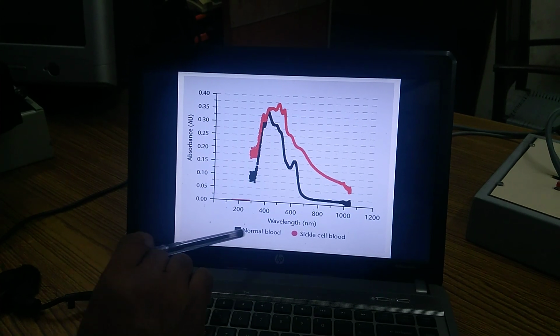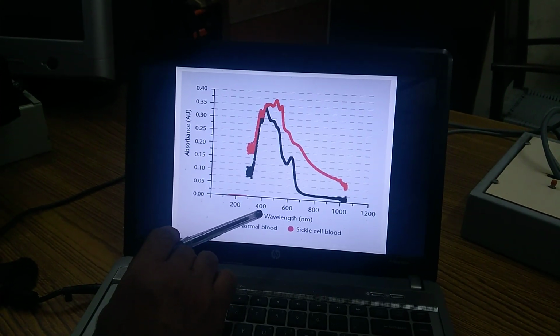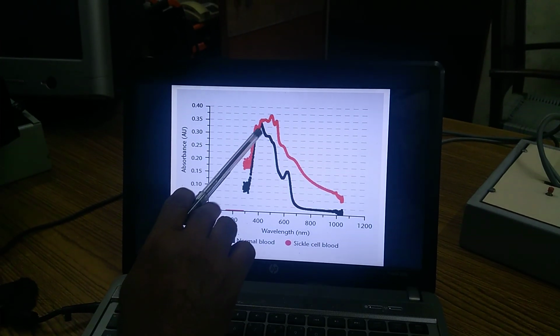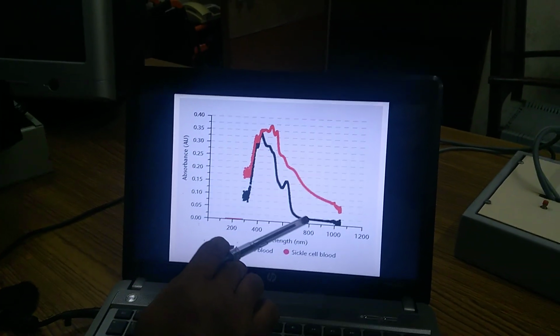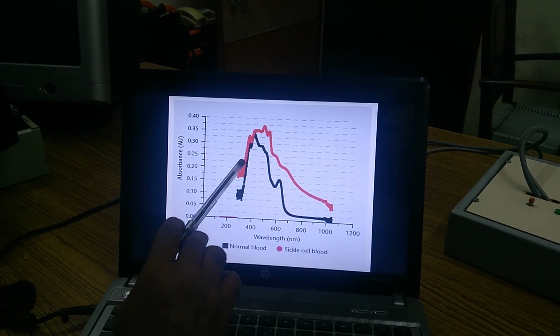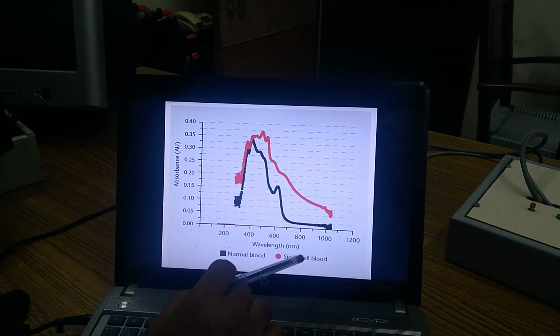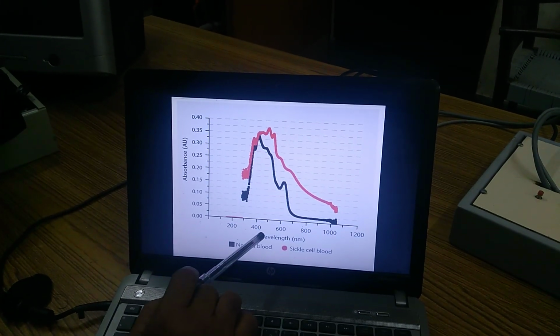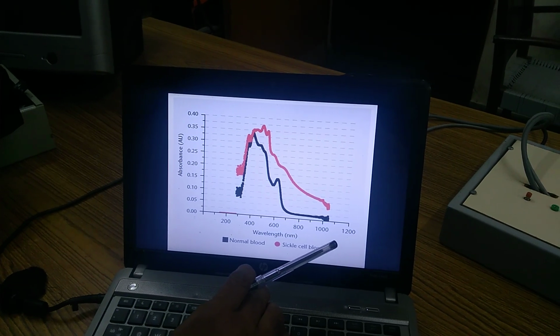We are having normal blood versus sickle cell blood, with absorptions given at different wavelengths. The black one is normal blood, showing how it absorbs the different wavelengths, and the red one is sickle cell blood disease, with its absorption also given at different wavelengths.